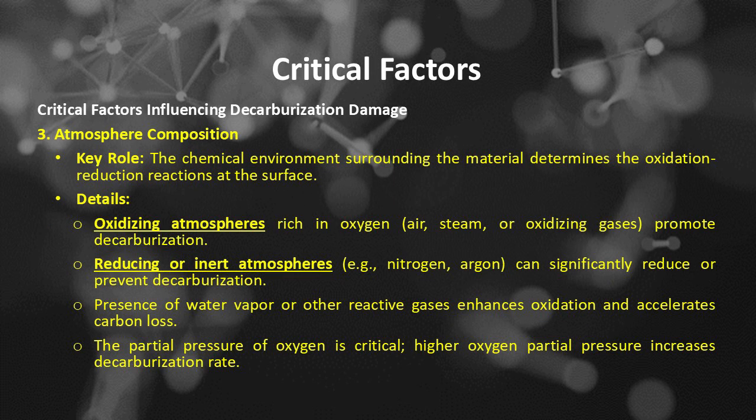Number 3 of the critical factors influencing decarburization damage is atmosphere composition. Key role: the chemical environment surrounding the material determines the oxidation-reduction reactions at the surface. Details: oxidizing atmospheres rich in oxygen, air, steam, or oxidizing gases promote decarburization. Reducing or inert atmospheres, e.g., nitrogen, argon, can significantly reduce or prevent decarburization. Presence of water vapor or other reactive gases enhances oxidation and accelerates carbon loss. The partial pressure of oxygen is critical. Higher oxygen partial pressure increases decarburization rate.